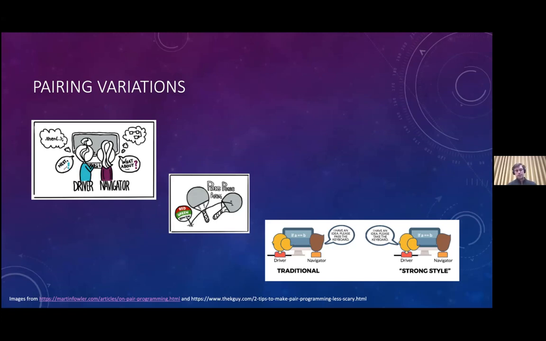Another approach, if you're really into test-driven development, is something called ping pong. And there, the idea is that one person writes a failing test and the other person makes it pass. And then the second person writes another failing test, and the first person gets to make it pass. And so you go back and forth that way. And yeah, if you're into TDD, I hear ping pong can be a lot of fun.